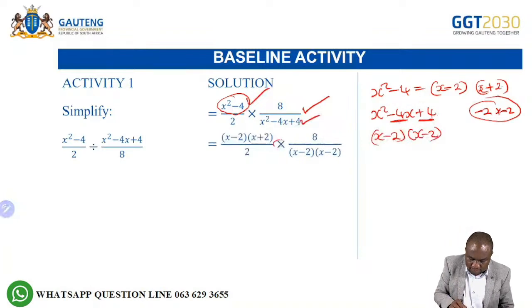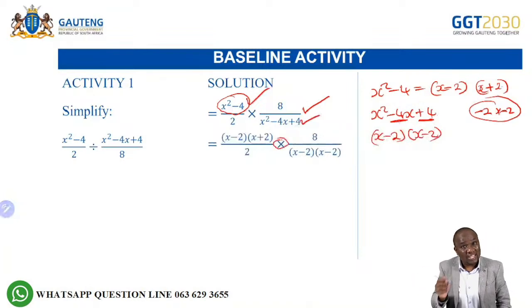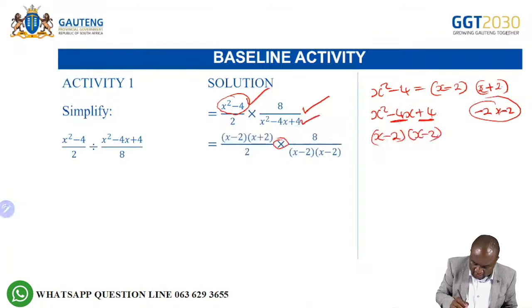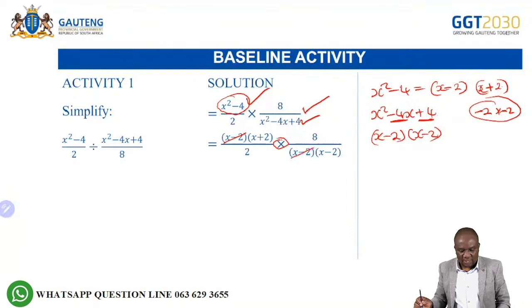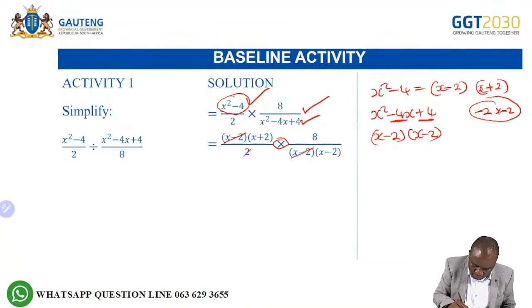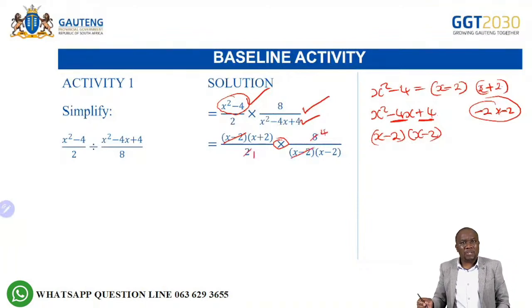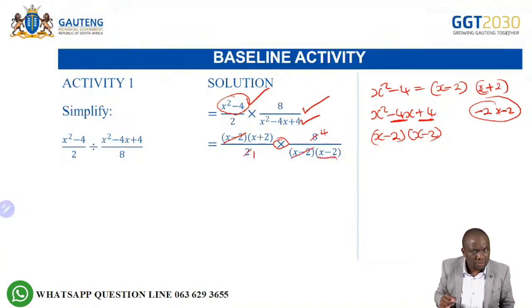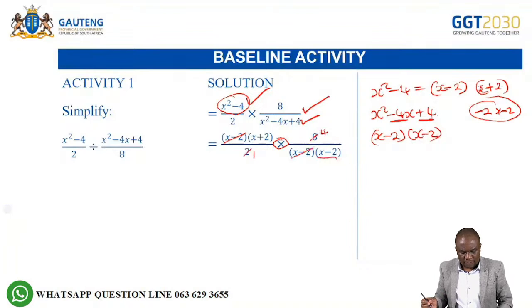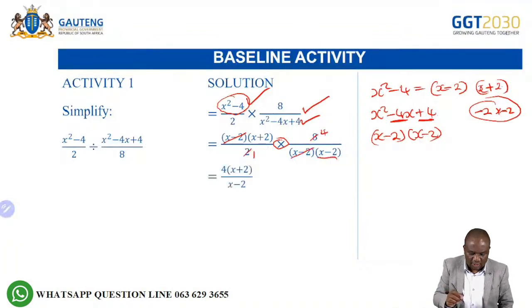Let's say instead of multiplication here, there was addition. You cannot cancel across. Remember that, grade 10, okay? So here we can say x minus 2 divided by x minus 2, and then we get 1. Then 2 into 2, 1. 2 into 8, 4. At the top, what do we have? We have 4 times x plus 2. And then at the bottom, we have x minus 2. So it simplifies to this. Okay, we have simplified our expression. We get our marks there.